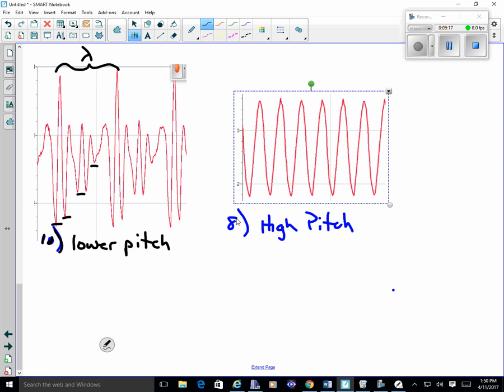So once again, higher pitch, it's when it's really, really high frequency. The big wavelength means lower pitch. Now let's look at light.